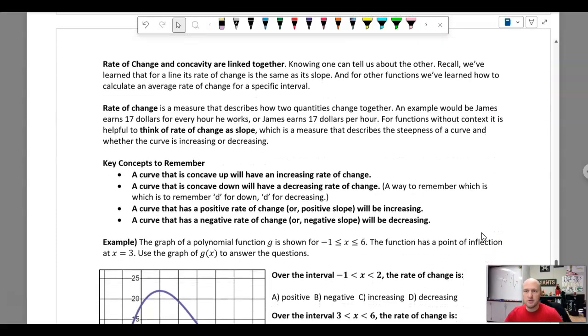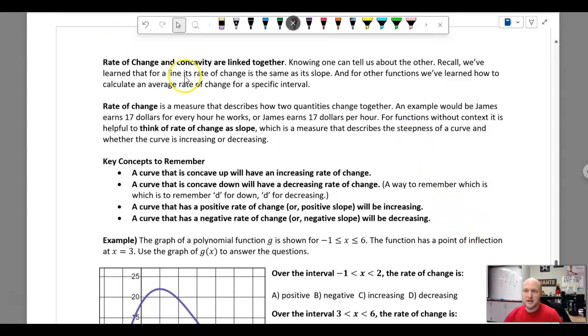Now, I want to talk about rate of change and concavity and how they're specifically linked together. Knowing one can tell you the other. Recall that we have learned that for a line, its rate of change is the same thing as its slope. And for other functions, we've learned how to calculate an average rate of change over a specific interval. Rate of change is the measure that describes how two quantities are changing together.